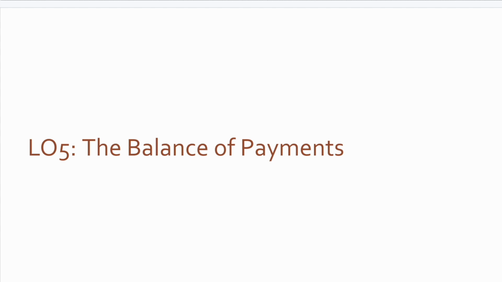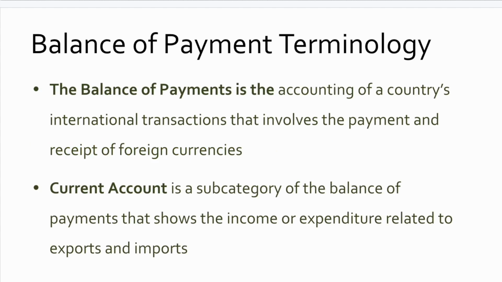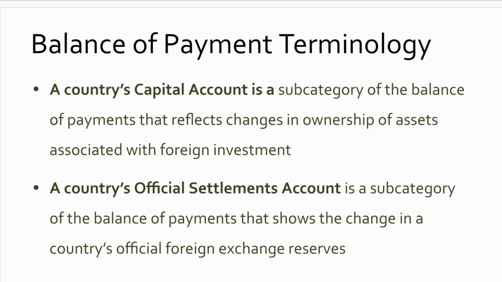Finally, Learning Objective 5 deals with balance of payments. What exactly is a balance of payments? Well, a balance of payments is the accounting of a country's international transactions that involves the payment and receipt from foreign countries. We have what's called a current account, which is a subcategory of the balance of payments that shows the income and expenditures related to exports and imports in a given year.